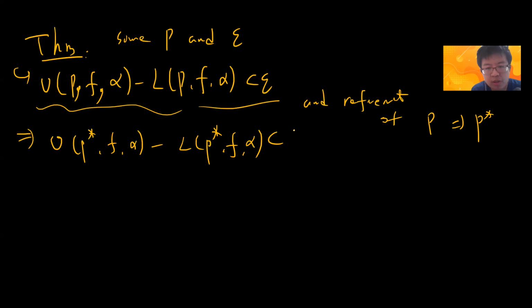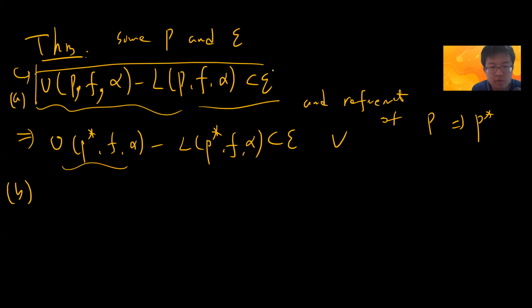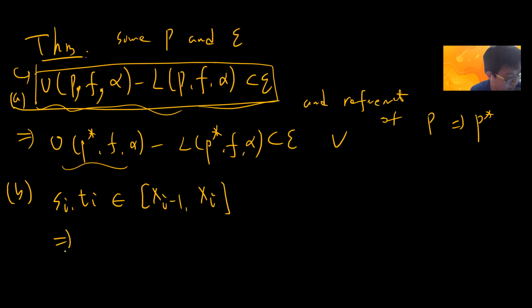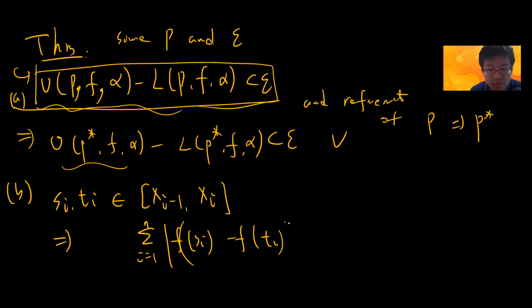And the proof is just the same reason: the upper sum will decrease and the lower sum will increase. So A is trivial, and the proof is obvious. And B says that if the same condition holds, and you get some si and ti, which are arbitrary points belonging to [x_{i-1}, x_i], then the sum from i equals 1 to n of the absolute value of f(si) minus f(ti), times delta alpha i, is less than epsilon.